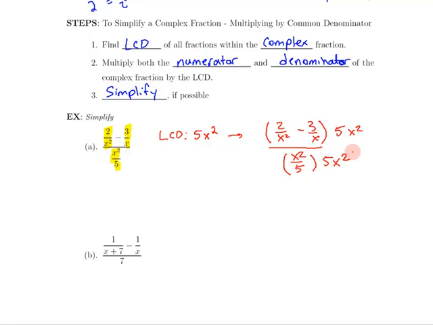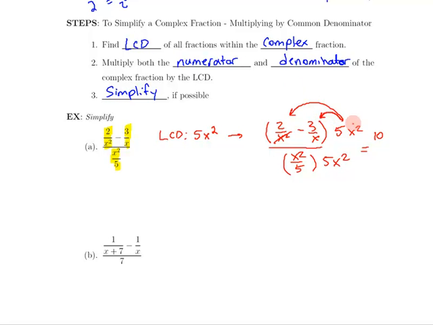5x squared. Now this is a nice little trick that works to get rid of those fractions. The nice thing about the common denominator is every single denominator will cancel with something in that denominator. So for example, let's take this 5x squared times the first term in the numerator. 5x squared times 2 over x squared. The x squareds cancel, leaving me with 2 times 5, which gives me 10.